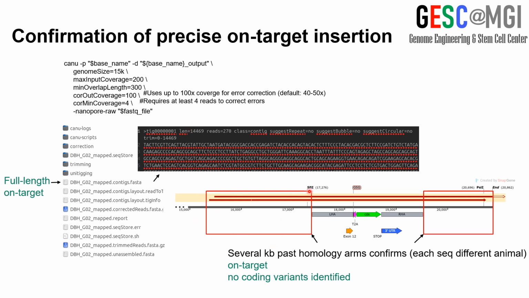Essentially, this is an example of what the output file looks like. This is the file that gives you the contigs, and you can essentially just open this file in Snapgene and assemble all the contigs onto your transgene, so that would then verify the on target, and then it also gives you a sense of whether there are any coding variants identified along the length.